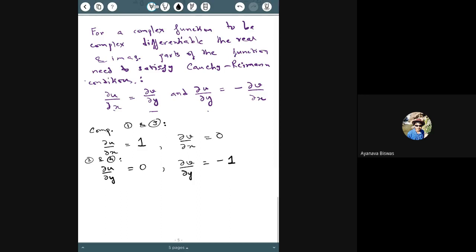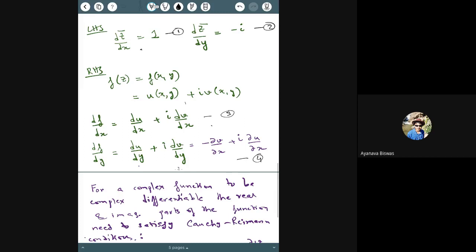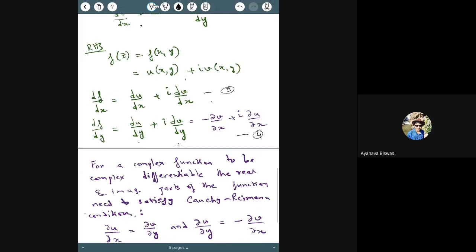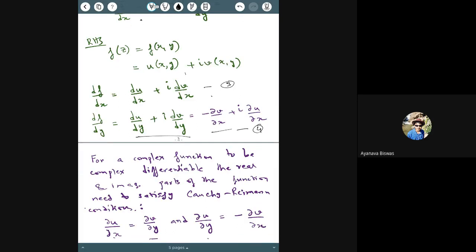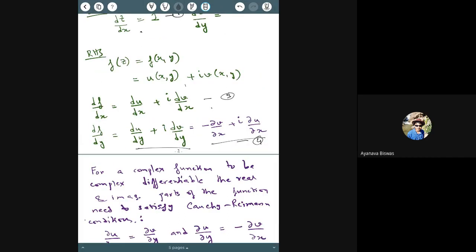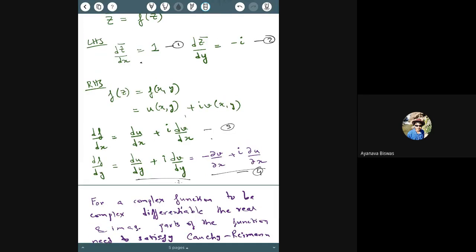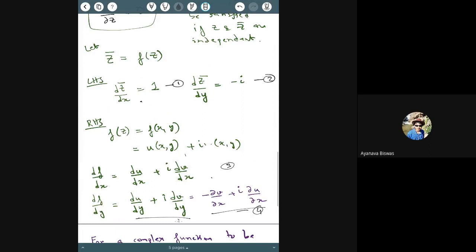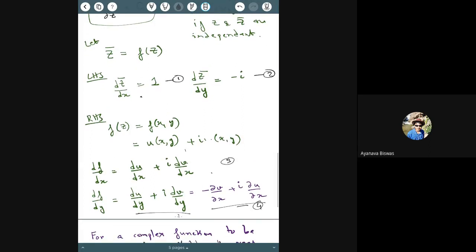Did I do the right thing? So del v del x is equal to 0. Okay, del v del y. Sorry. I compared this. So I should have compared the purple terms. Sorry. This is inconclusive, right? For comparing 2 and 4, I should have compared this. So del v del x is then equal to 0 and del u del x is equal to minus 1.